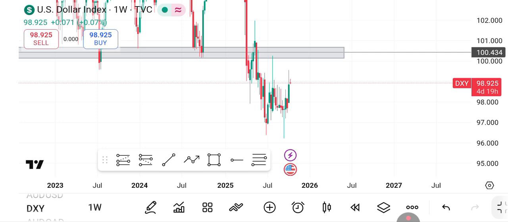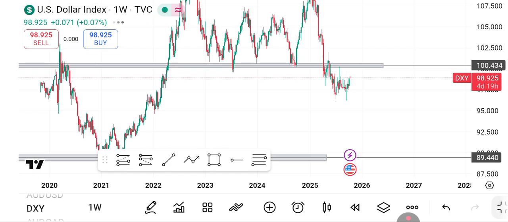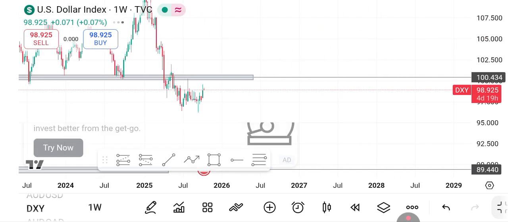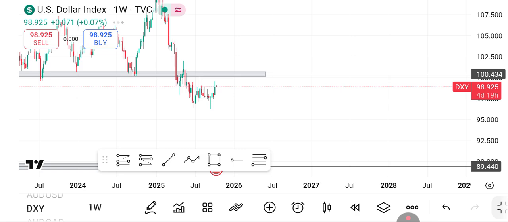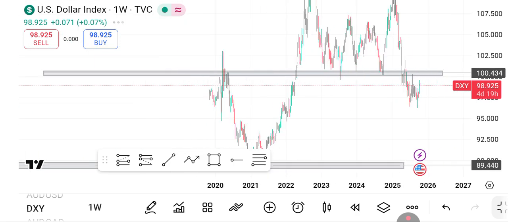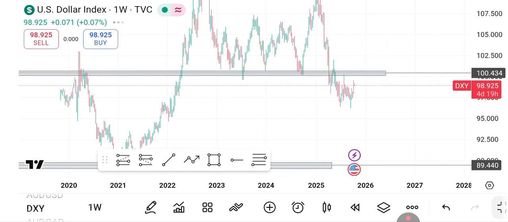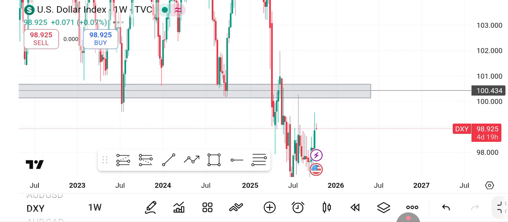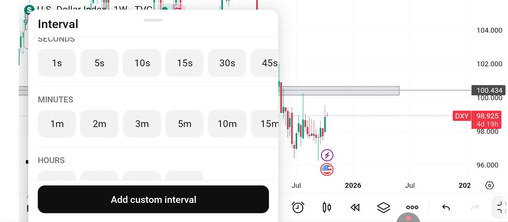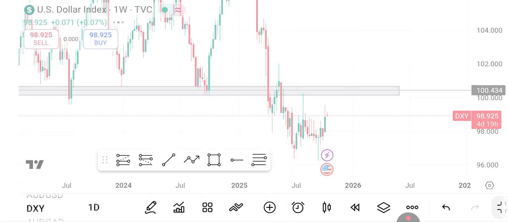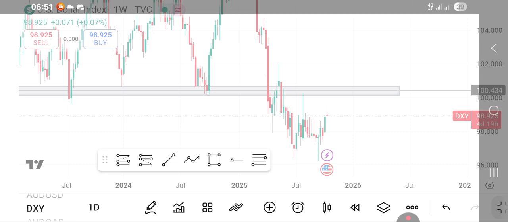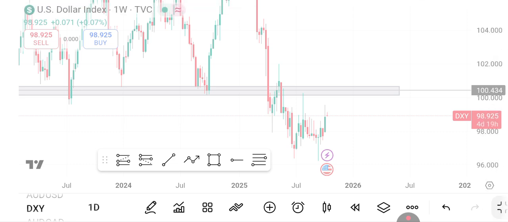So what is my next go-to? As we can clearly see, the 100.434 zone was once a support that was later flipped into a resistance by the DXY. Then I'll go to a daily time frame so that I can get a clearer picture of what is occurring on the US dollar index.